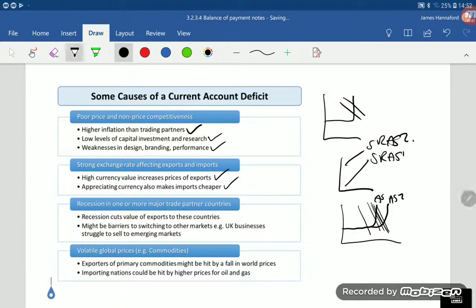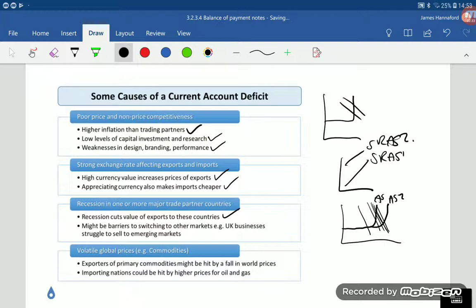So another reason why there might be a current account deficit could be to do with recession in one or more trading partners. So imagine that there's a recession in China. Well, we know there is not a recession at present. The economy is certainly slowing down. Growth is averaging around 6.5% as of 2019, whilst before it was about the 9-10% mark. So imagine it were to slip into recession.